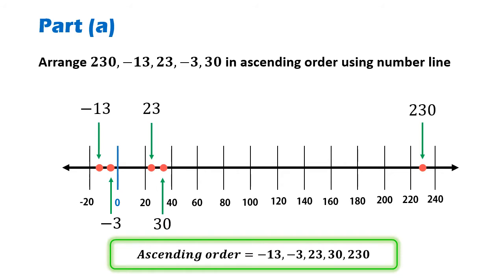Part A. Arrange 230, minus 13, 23, minus 3, and 30 in ascending order using number line. The locations of the given numbers is illustrated on the number line below. Therefore the ascending order will be minus 13, minus 3, 23, 30, 230.